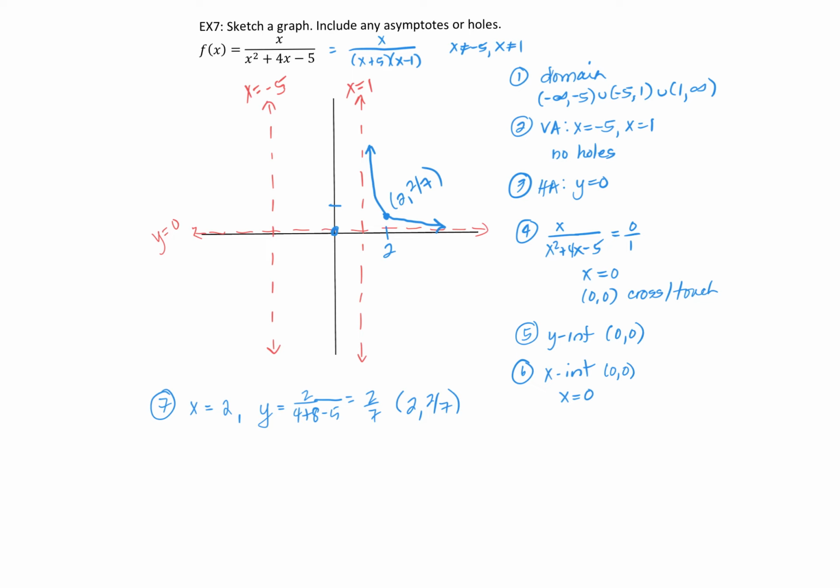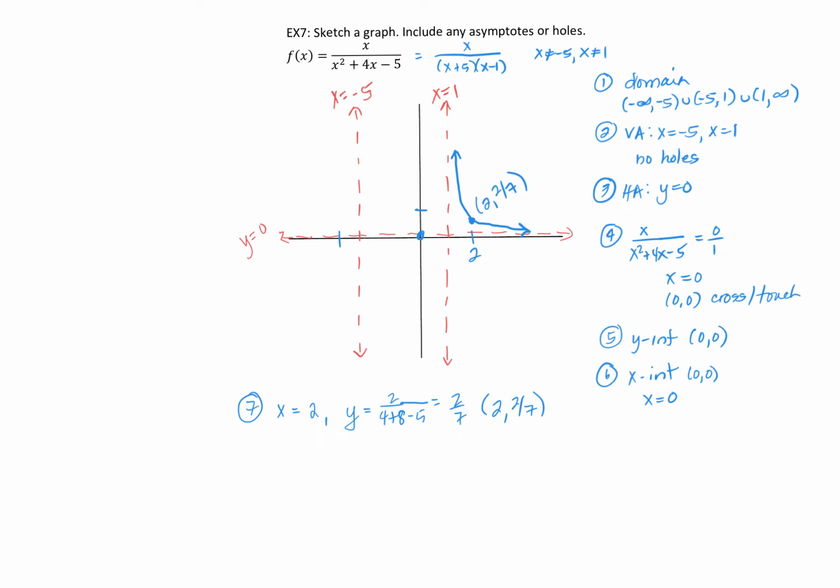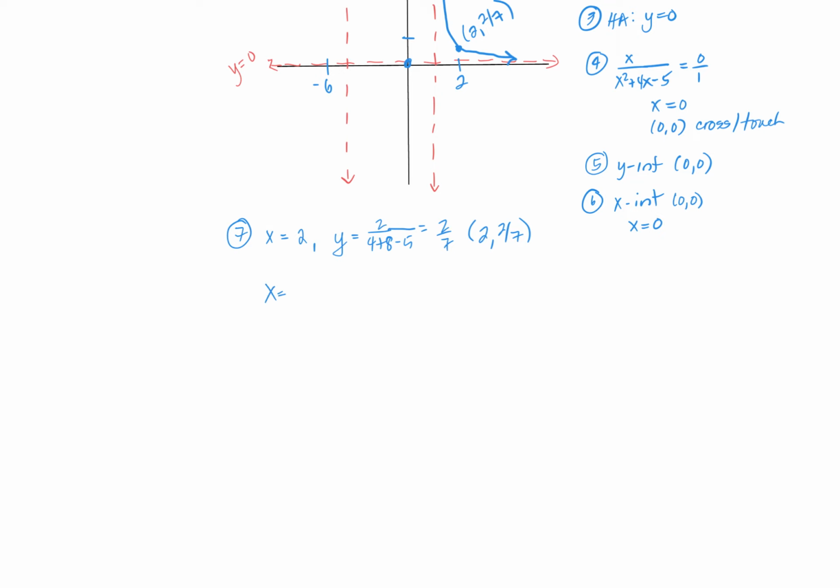I'm going to ignore the middle portion for now and look at the left of vertical asymptote x equal to -5. And maybe I will pick -6. If x is equal to -6, then y is going to be equal to -6 over 36 minus 24 minus 5. That'll be -6 over 7. So really close to -1. I'm going to be graphing the point -6 comma -6 over 7.